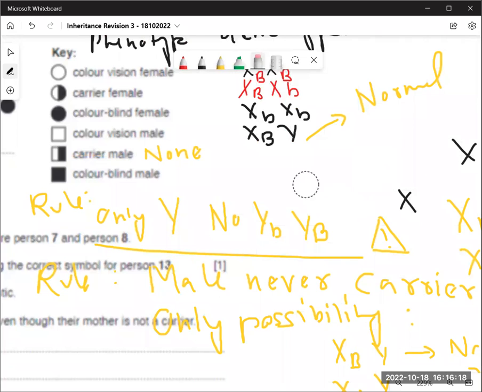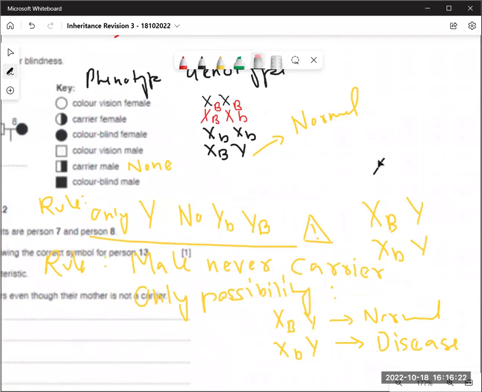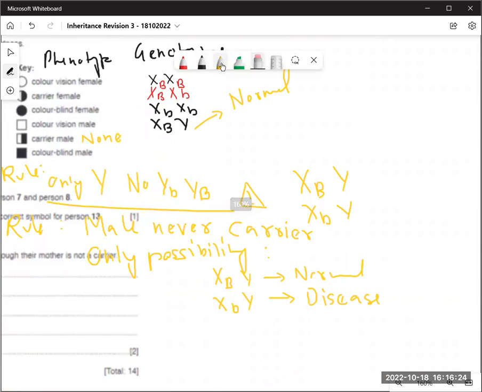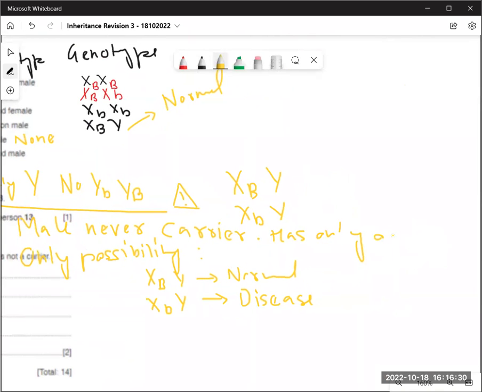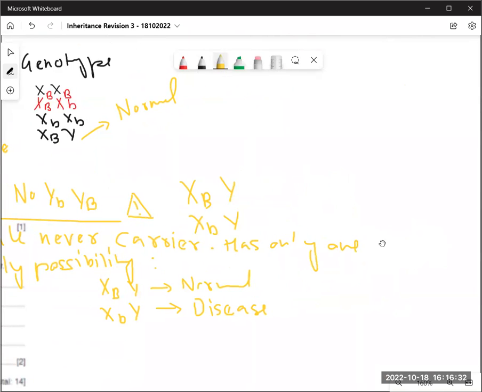There could be a carrier female. She can have two types of X, but a male can only have one type of X. Male is never a carrier, only has one type of X. Write this in your notebook. Tell me when you're done.